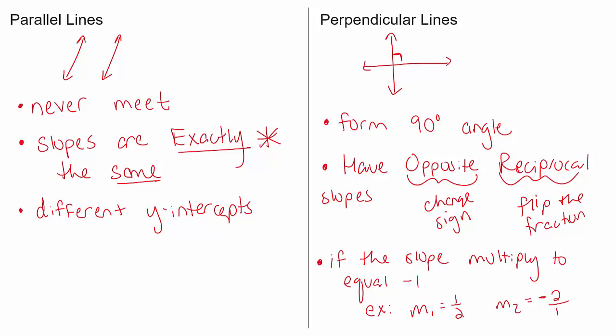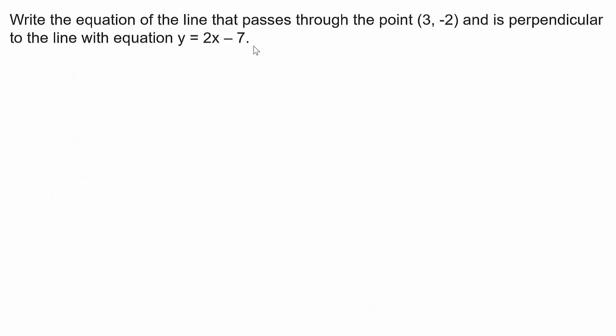Okay, let's look at some examples. Write the equation of the line that passes through this point and is perpendicular to the line with equation y equals 2x minus 7. Well, this equation is in y equals mx plus b form, slope-intercept form, so we should know that this is our slope. And if you don't know that and you need to go back and watch a different video, that's fine. But this is our slope.